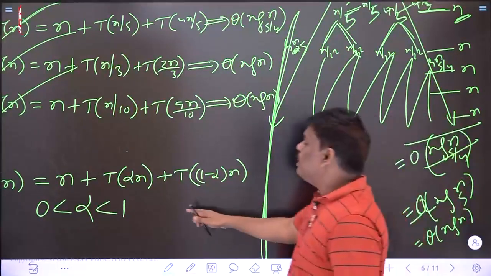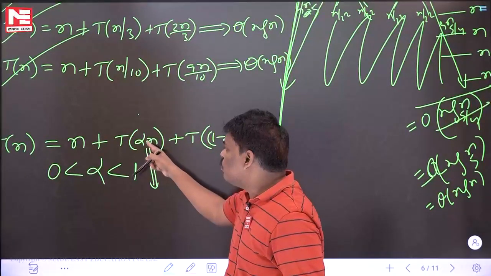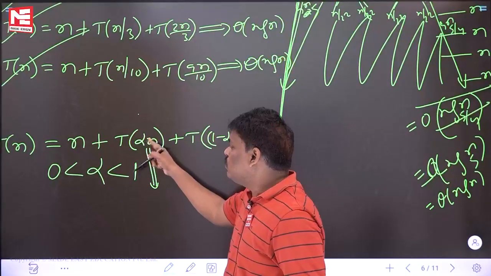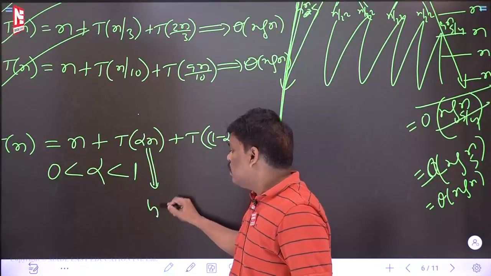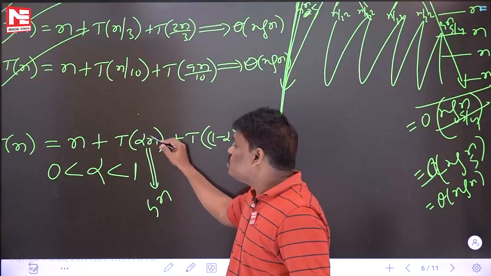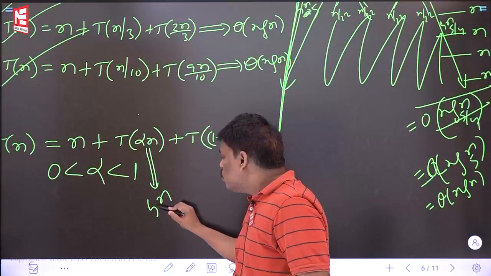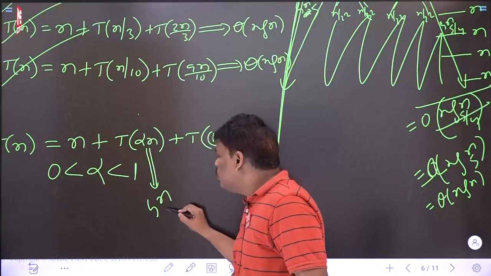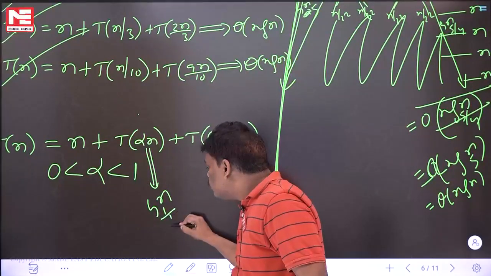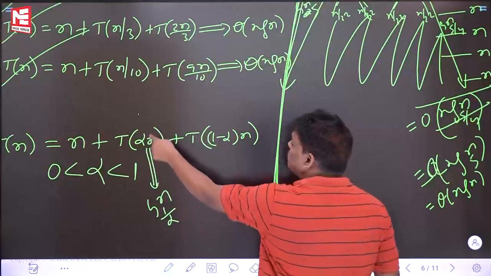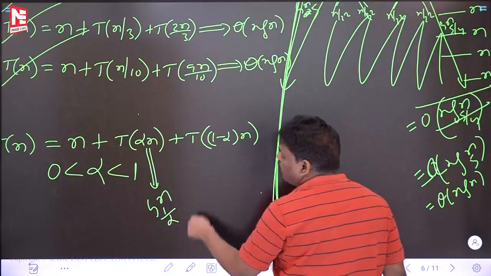And one more thing. Alpha value, see this one. If alpha value is 1 by 2, what is the height of this stack? Log n. If alpha value is 1 by 2, the stack size is going to be log n base 2. But in general, you cannot write log n base 2 for every alpha. So the height of this one is going to be log n base 1 by alpha, where alpha is 1 by 2, it will become 2.